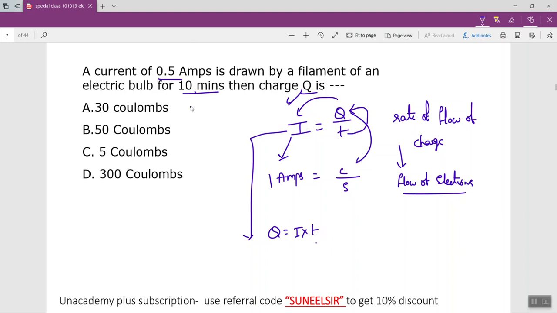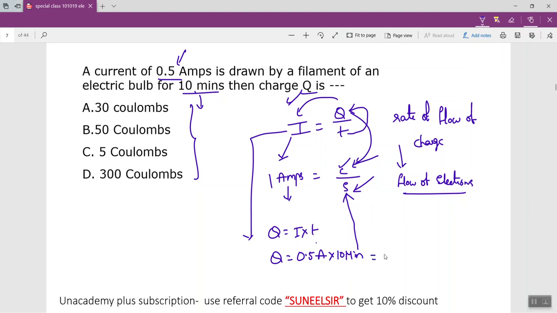That means here all the options are in coulombs, so we have to use the current in amperes and time in seconds. So Q is equal to I into T. They have given the current as 0.5 amps, and the time as 10 minutes. But we have to convert these minutes into seconds, because we want to find the charge in coulombs.